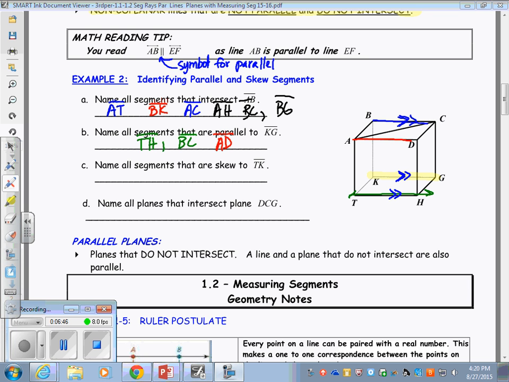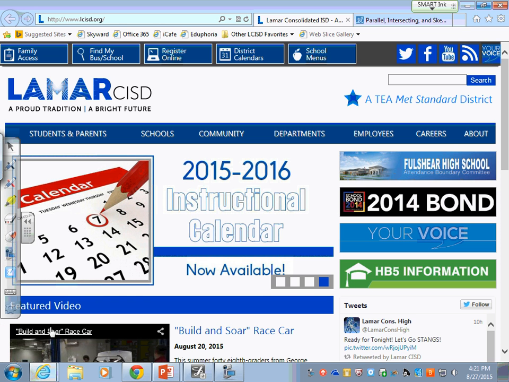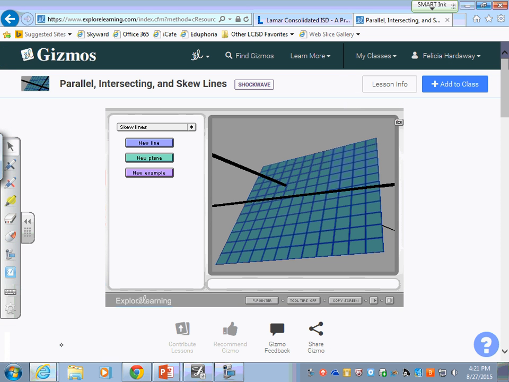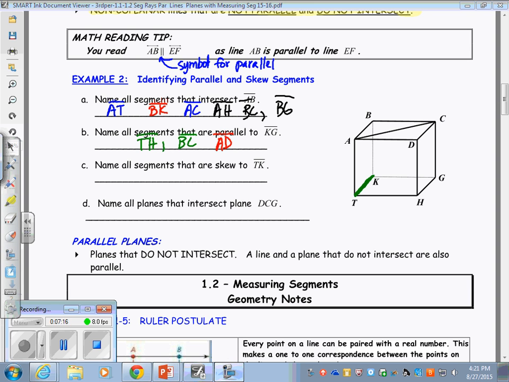All right, now they want us to name all segments that are skew. That goes back to the little example I was showing you. Okay, skew: non-coplanar, not parallel, do not intersect. Okay, so we want skew to TK. So if I look at TK, hopefully we agree it's at the bottom face.